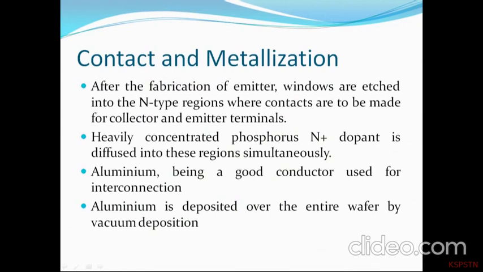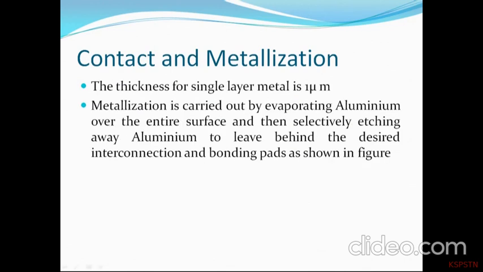Aluminium being a good conductor is used for interconnection, as we already know. So aluminium is deposited over the entire wafer by vacuum deposition. The thickness for single layer metal is around 1 micrometer. Metallization is carried out by evaporating aluminium over the entire surface and then selectively etching away aluminium to leave behind the desired interconnection and bonding parts.